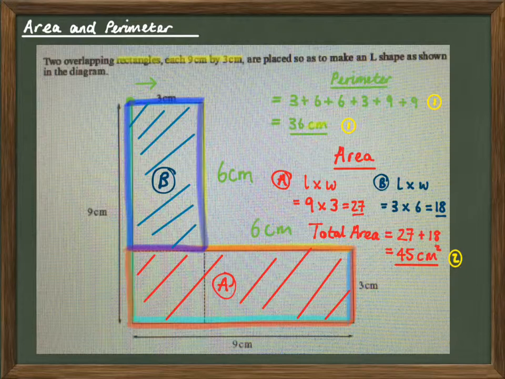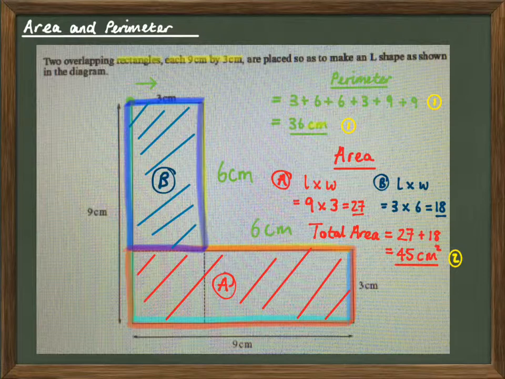So that part there, that 45 centimetres squared, I've put a 2 next to it because it's worth 2 marks. You're getting 1 mark for the 45 and 1 mark for the centimetre squared. Okay, so you can still get that centimetre squared mark regardless of what's in front of it, okay? You'd also then pick up marks higher up for the 27 and the 18 and so on.